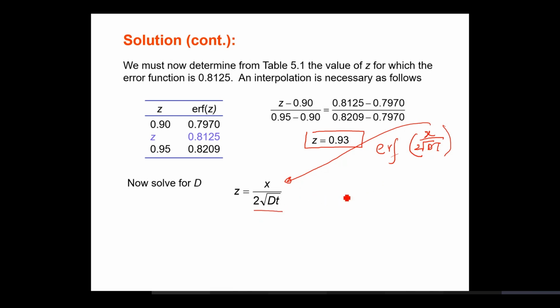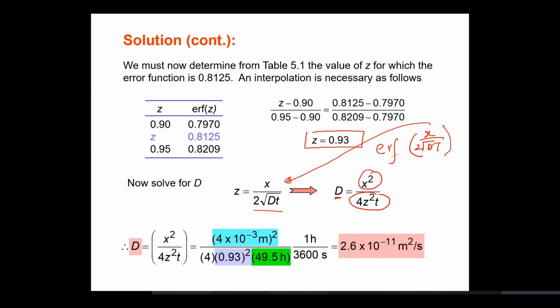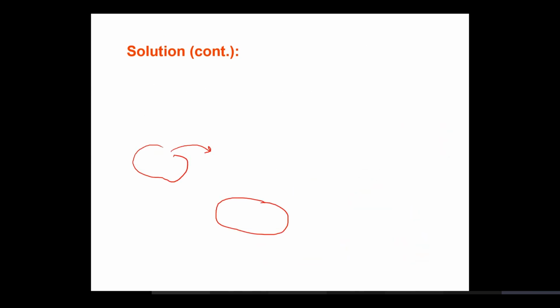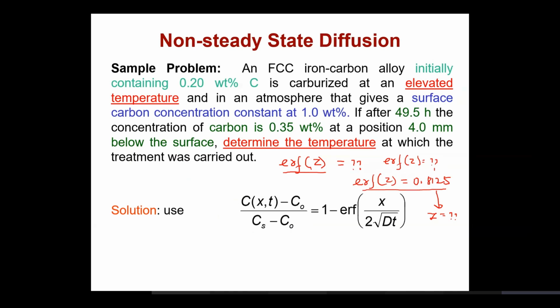Or if I want to find out the value of d, it is essentially x square over 4z square t. So I can find out by plugging in the x value again in meters, time in seconds, the z value, to get the diffusion coefficient. Diffusion coefficient तो मुझे मिल गया, but what was my interest? Find out क्या करना था? हमें find out करना था temperature at which this process took place.